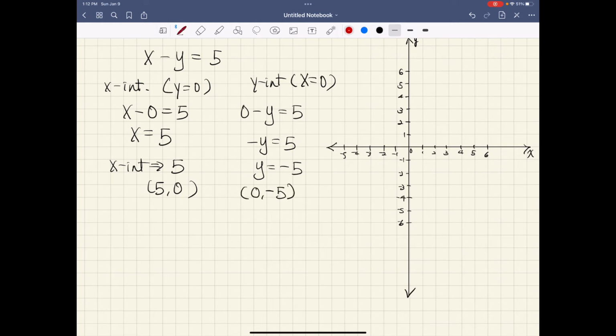Now find the point (5, 0). x is 5 and y is 0. And the y-intercept, negative 5: (0, -5) is right here. And then connect the points. This is how you graph it, by finding the x-intercept and y-intercept.